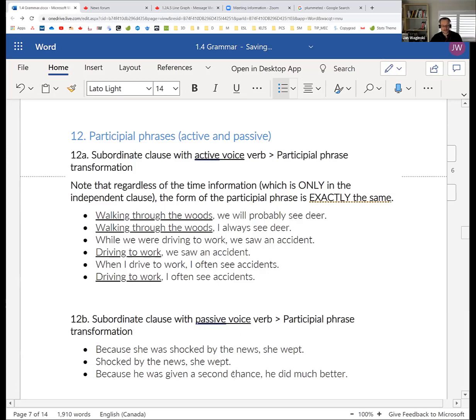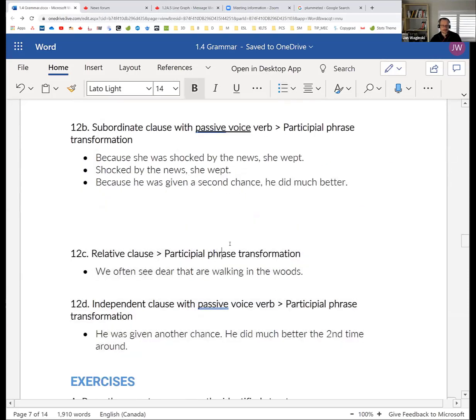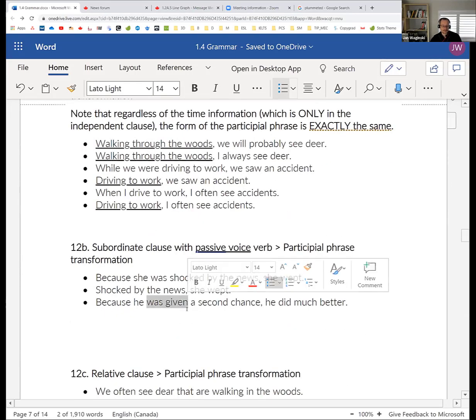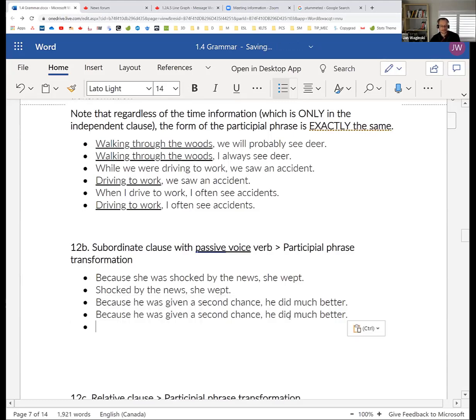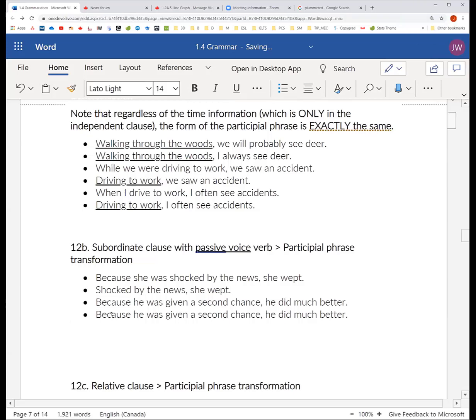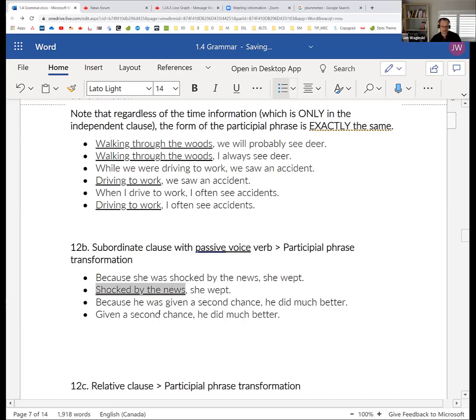Because he was given a second chance, he did much better. He was given. I gave him, he was given. So was given, passive voice. How do we transform this into a participial phrase? Remove because he was and keep given. Given a second chance, he did much better. Yeah. Exactly.